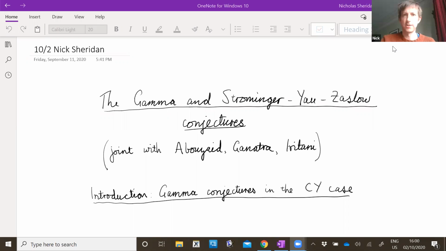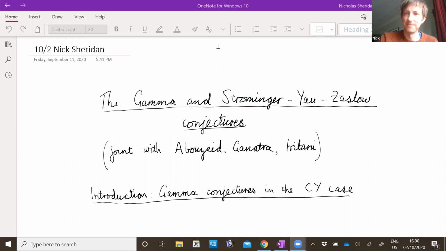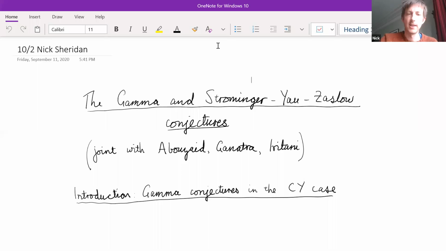Thanks very much. I'm screen sharing. Can you see? Yes, I can see the OneNote. Okay, all right.